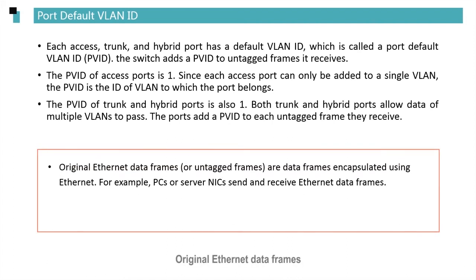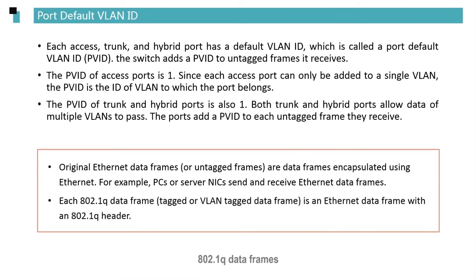Original Ethernet data frames, also called untagged frames, are data frames encapsulated using Ethernet. For example, data frames sent by PCs or server NICs are Ethernet data frames. 802.1q data frames, also called tagged or VLAN-tagged data frames, are Ethernet data frames, each with an 802.1q header.